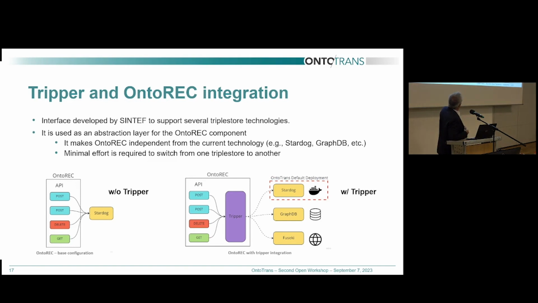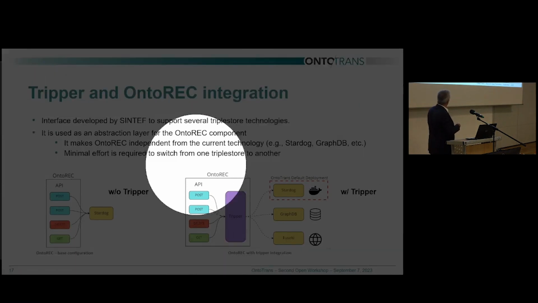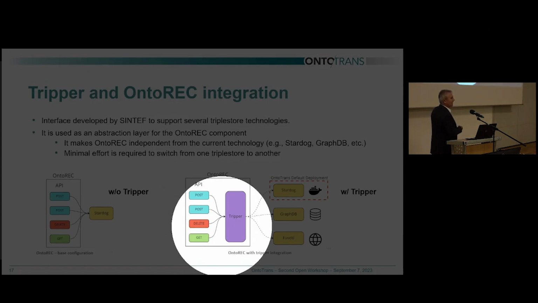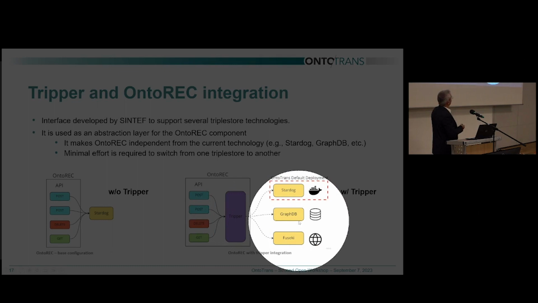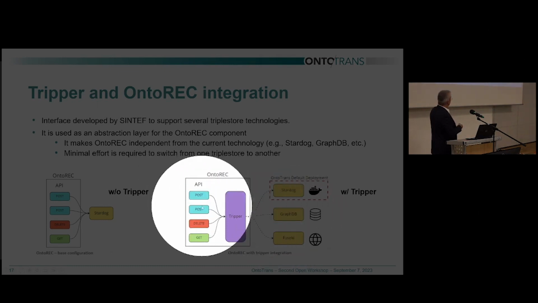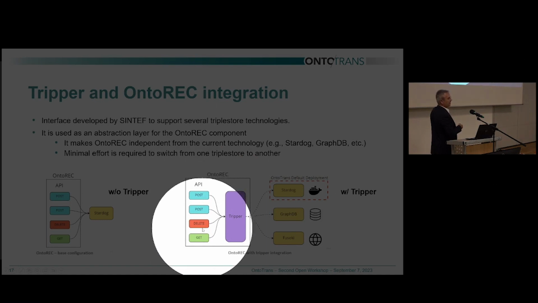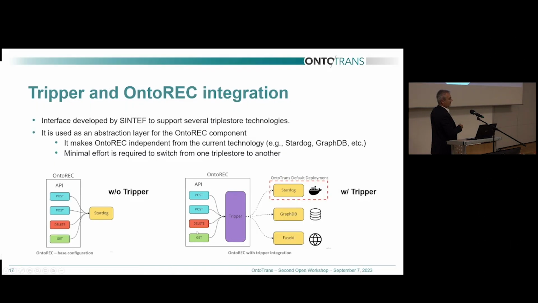So now OntoREC has been evolved to, again, expose the standard APIs, but then internally it uses Tripper. So we also do have this kind of flexibility to more easily move through Tripper from one Tripper store to another. Okay. And externally, for the other components, they don't see any change, basically, because we still expose the same APIs we were exposing before.